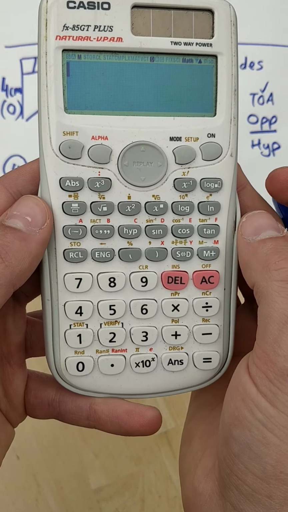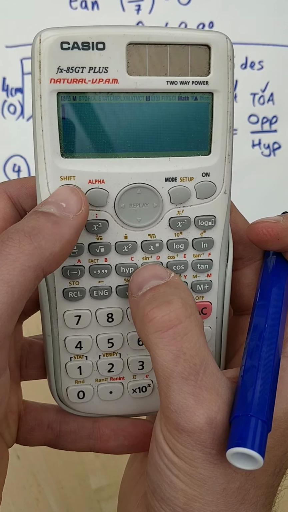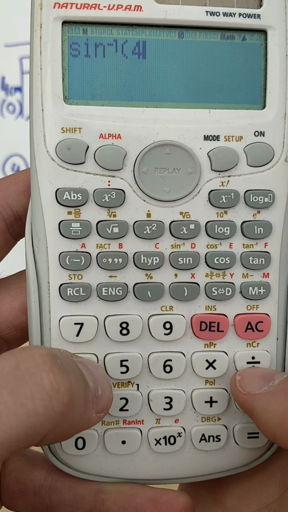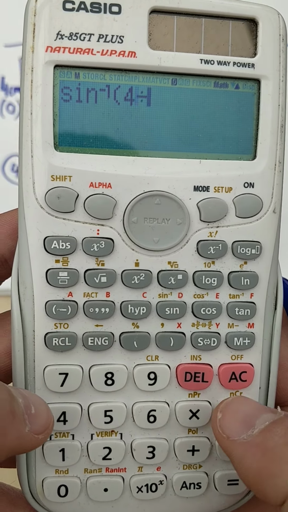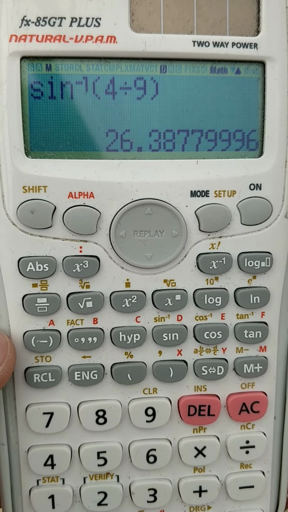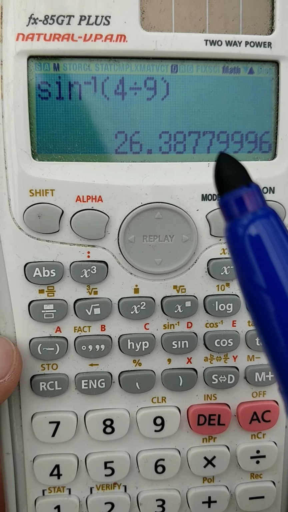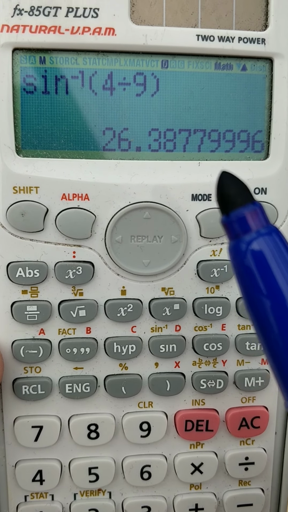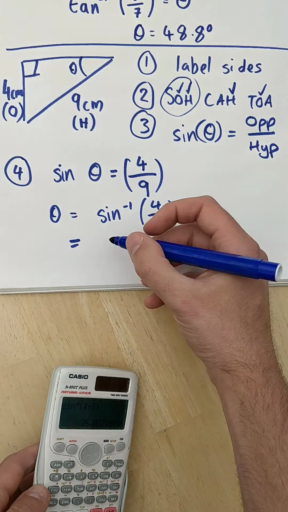And on your calculator, you find the sine button, and you can see sine -1 up there. So you shift inverse of sine 4 divided by 9. Okay, just like so. And you get 26.387. Now that 7 is going to round that 8 up, so 26.39. If we do it to one decimal place, we'll just go to 26.4 degrees.